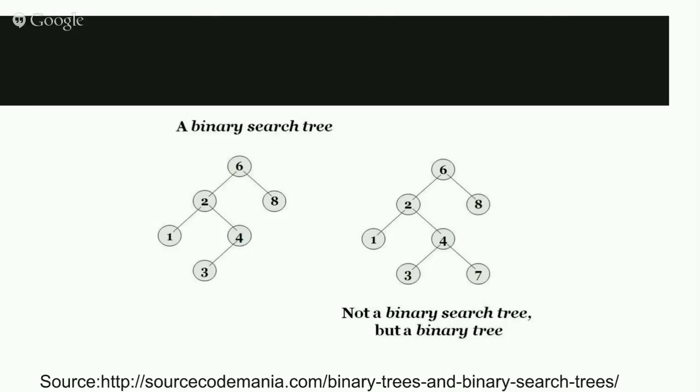And as opposed to the tree on the right, where that is a binary tree because each node has at maximum 2 children, but the value of the left child is not always smaller than the parent value, and vice versa.